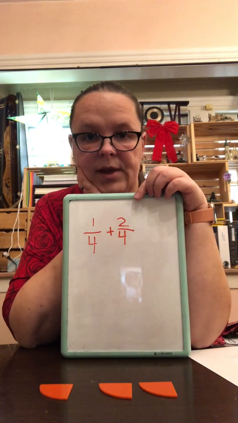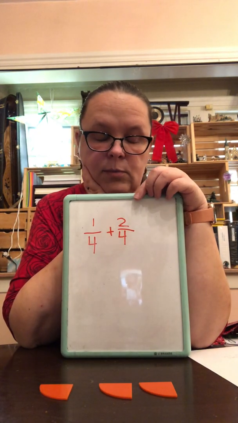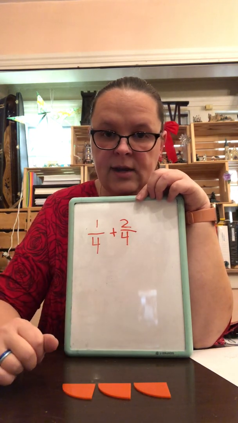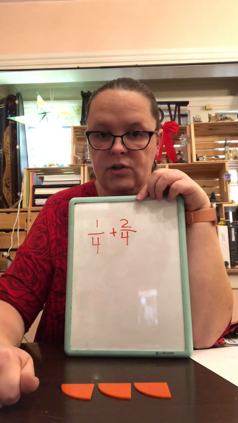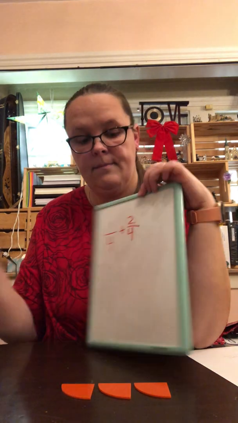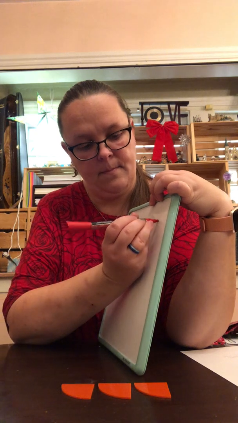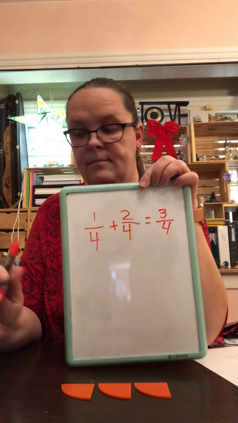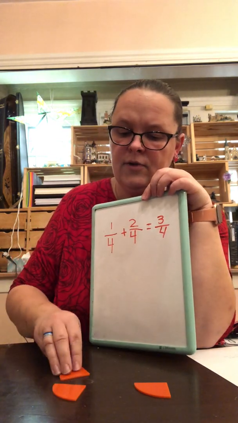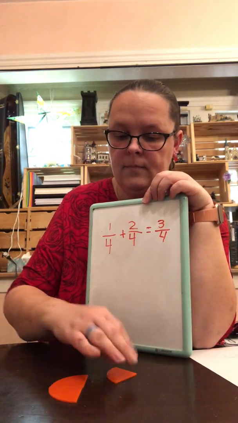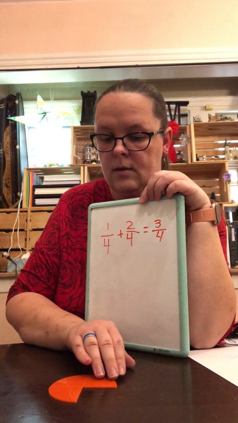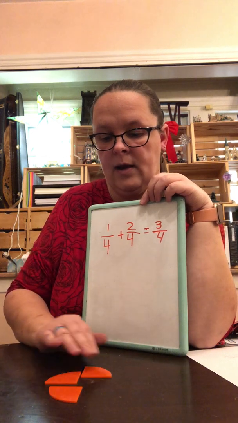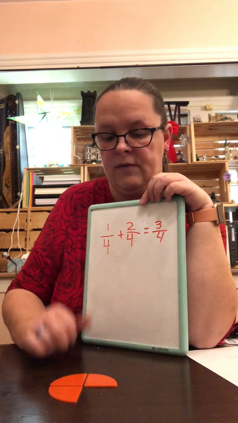Now what do we do when we add things? We just put them together. I took my first addend and I combined it with my second addend. How many fourths do I have? I have 3/4. Pretty simple, right? This is 3/4. I had 1/4, then I added 2 more fourths. Now I have 3/4.